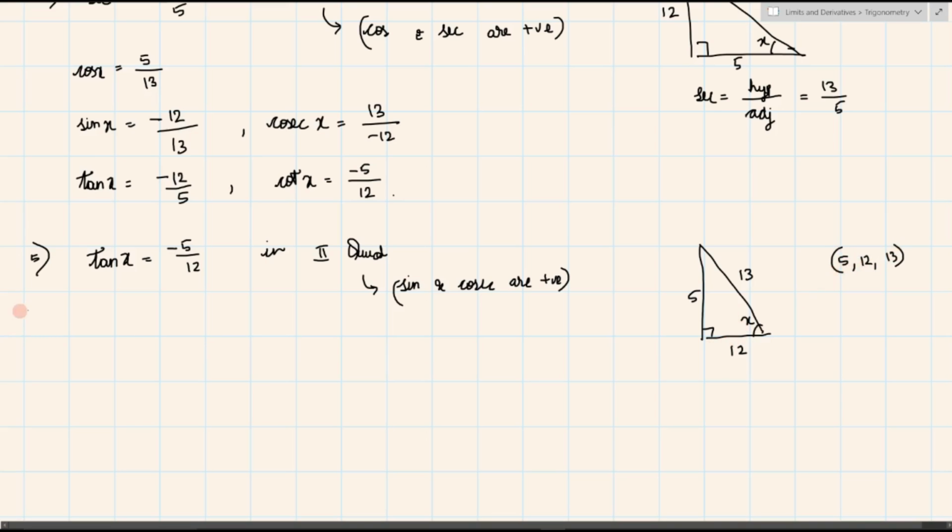So we'll have cot x is equal to minus 12 by 5. This is just a reciprocal. Now we'll have sin x is equal to opposite, that is 5, divided by hypotenuse 13. We have positive for sine and cosecant only. Cosecant x is nothing but the reciprocal of sine, that is 13 by 5. Cos x is nothing but adjacent, that is 12 divided by 13, and secant x is nothing but 13 divided by 12. We'll have minus for these two.